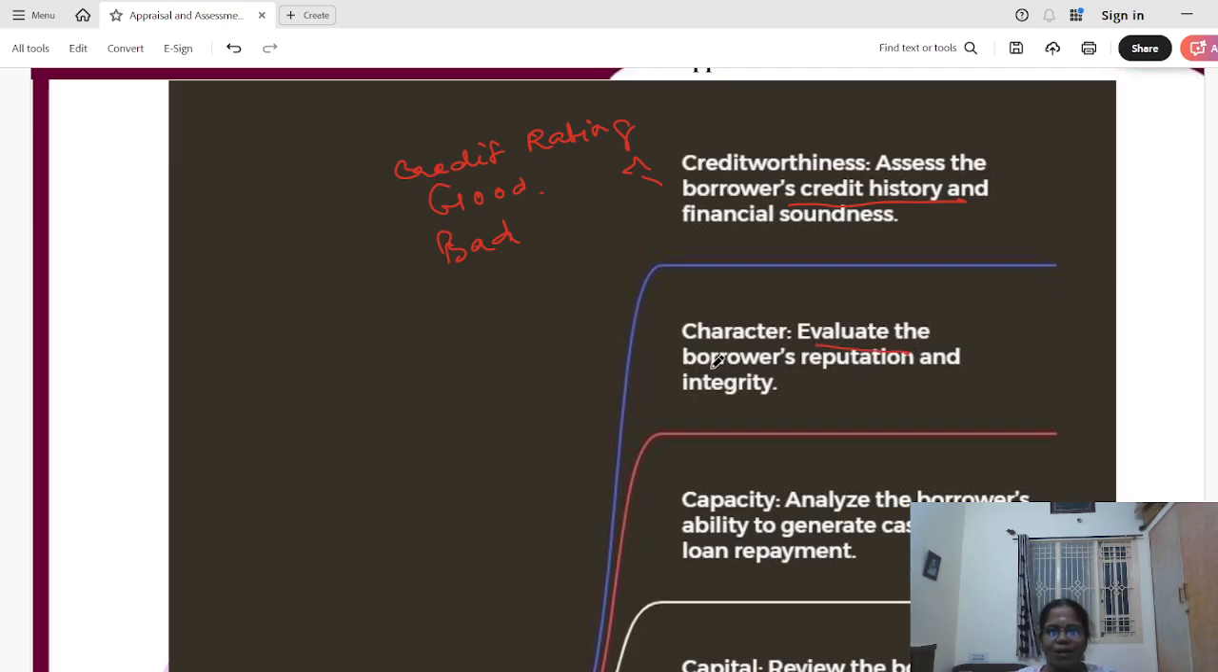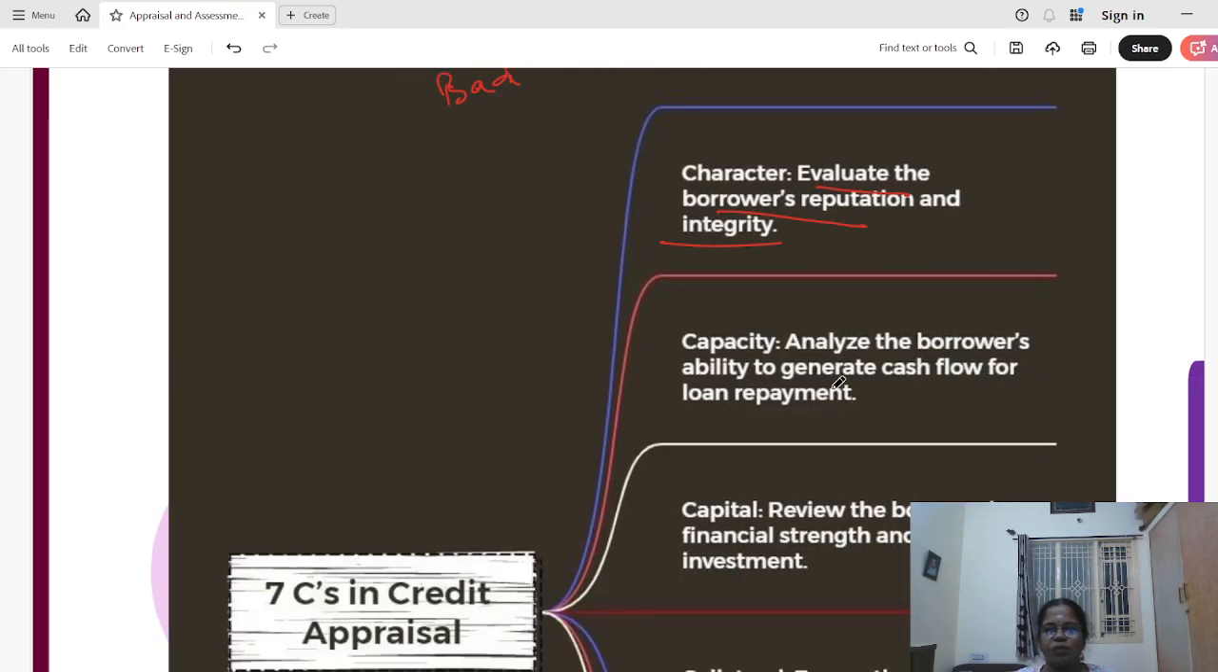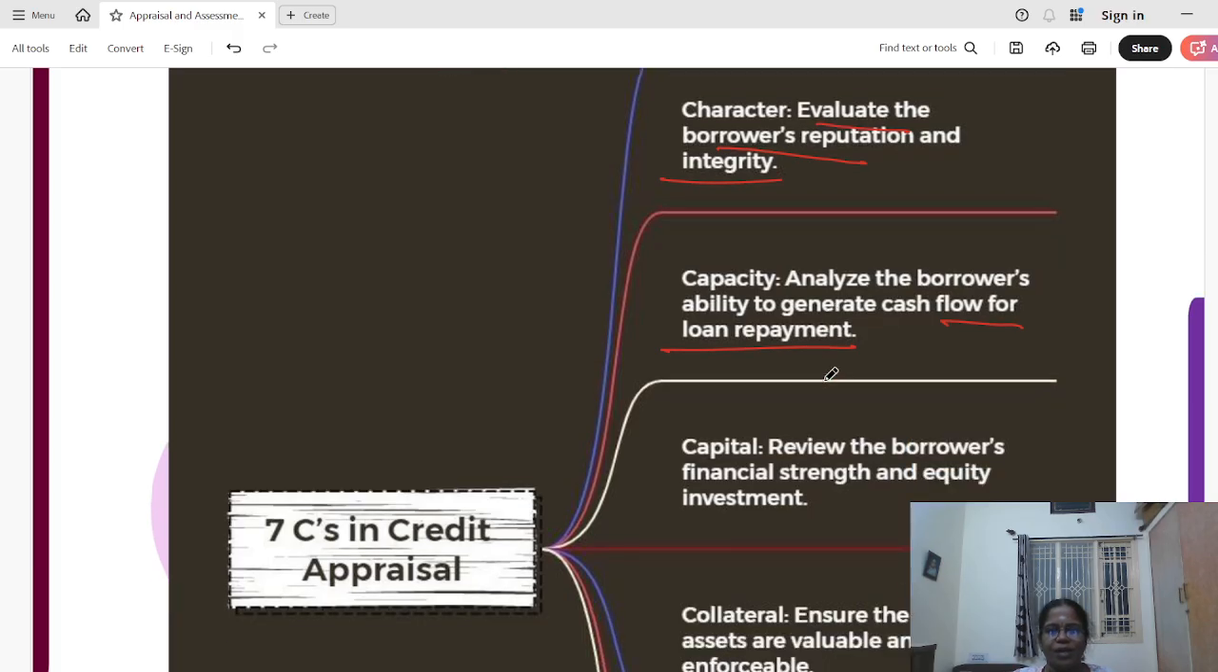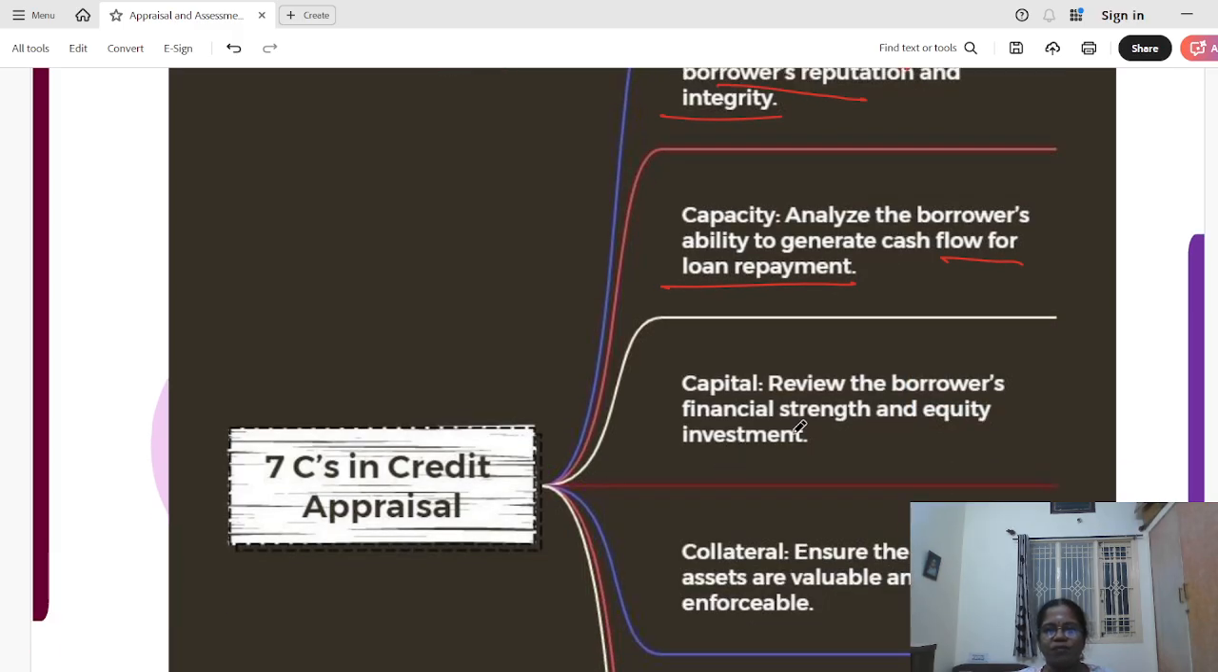What is the character? Evaluate the borrower's reputation and integrity. எந்த அளவுக்கு அவங்க உண்மையா இருக்காங்க அப்படிங்கிறது. Capacity: analyze the borrower's ability to generate a cash flow for loan repayment. அந்த லோனை ரீபே பண்றதுக்கு அவங்களால கேஷ் ஜெனரேட் பண்ண முடியுமா, அதுதான் அவங்களோட capacity. Capital: review the borrower's financial strength and equity investment. What is the equity investment made in their business? Okay, what is the financial strength of the borrower? This should be checked. That is one of the 7 C's.